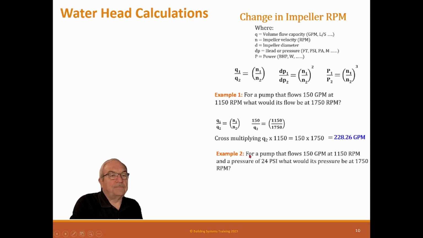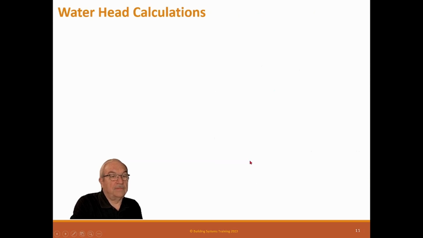GPM. If a pump that flows 150 GPM at 1150 RPM and a pressure of 24 PSI, what would its pressure be at 1750 RPM? So using that other one, which is dP times speed 1, equals 24 over dP over 1150 over 1750 squared again. And that equals this, and cross multiplying again. You get 55.57 PSI. So these formulas allow you to move around within a pump and figure out what it would do at different RPMs and different stages.